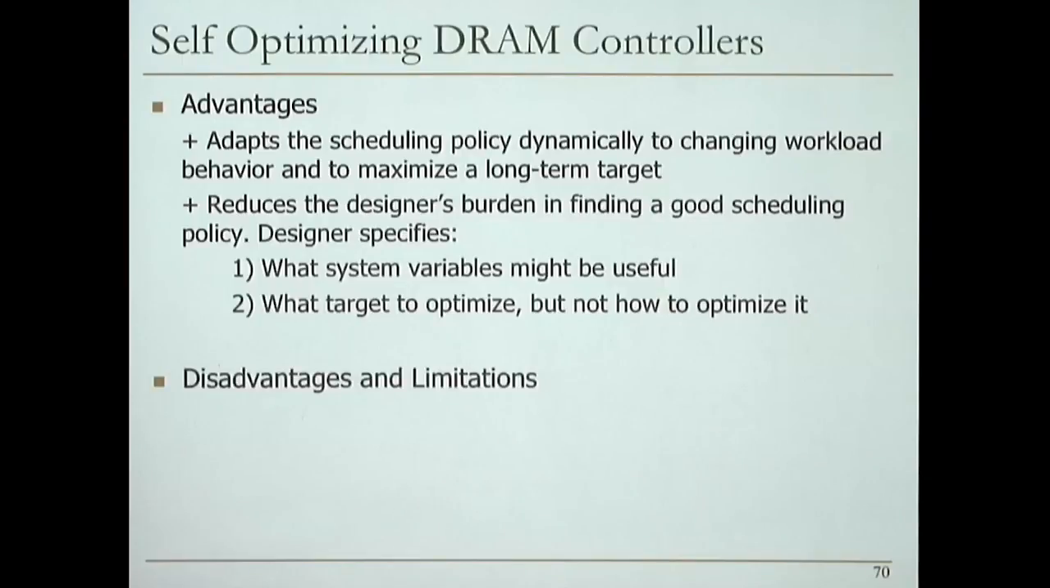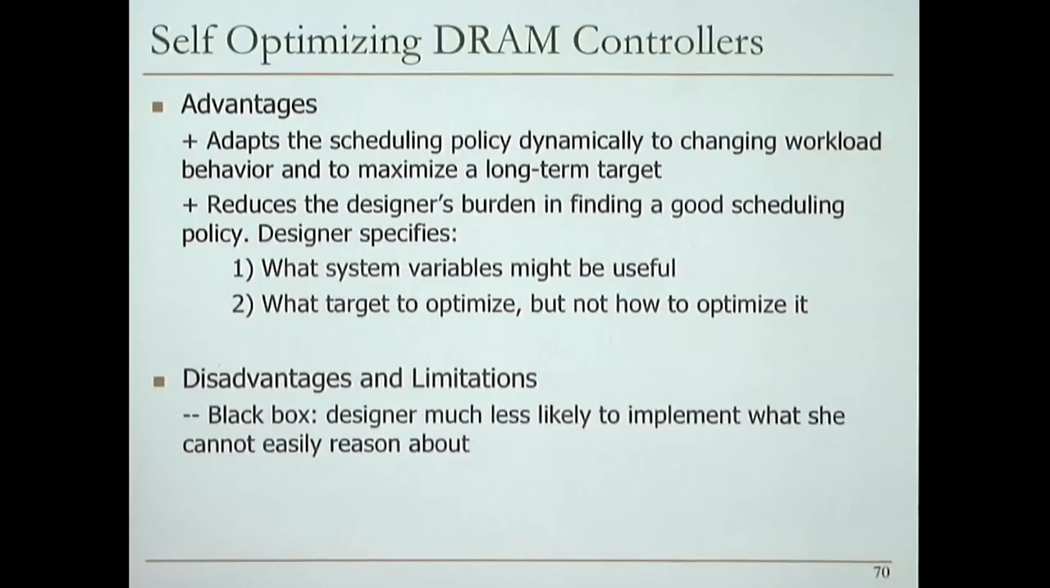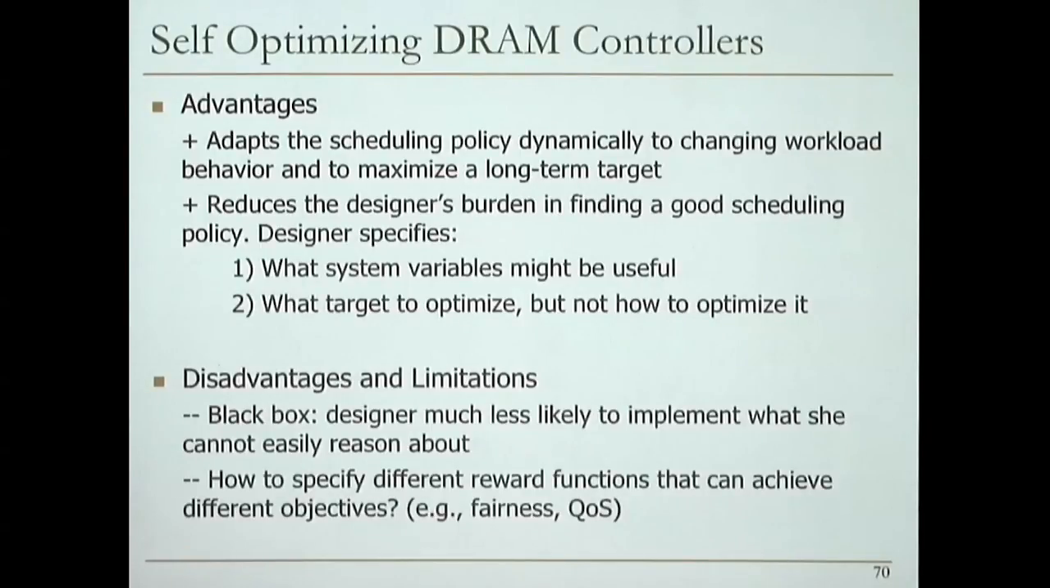But of course, like any idea that we will talk about, it has disadvantages. One disadvantage, actually, is the fact that it's a black box turns out to be a disadvantage, because a human designer, at least architects, tend to be much less likely to implement what she cannot easily reason about. Here, you're not able to reason about it. Even though you get better performance, people are actually reluctant to implement something that you cannot easily reason about. So that's one of the reasons why this is not implemented today. And there needs to be more research, I think, going forward to figure out how to do this. And of course, how do you specify different reward functions that can achieve different objectives? That's an open question also.